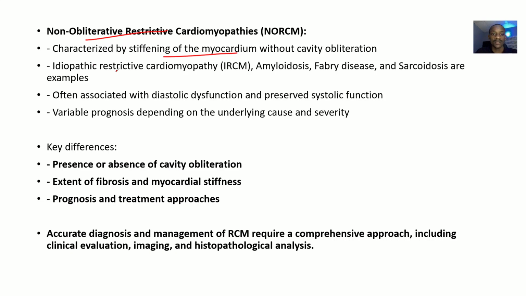Idiopathic restrictive cardiomyopathy is also an example. Idiopathic means you don't really know the cause, right? Amyloidosis, fibroid disease, and sarcoidosis are all examples. It is often associated with diastolic dysfunction, where the ability of the heart to relax and get filled up with blood is impaired.